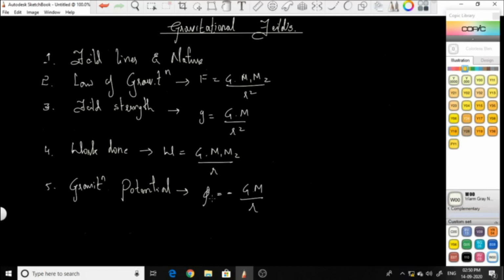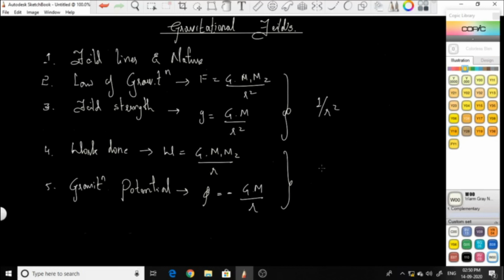These three sets of equations are all derived from the first equation, force. Also remember that these two parameters depend upon 1 over r square, and these two depend upon 1 over r. We derived the field strength from the force, we got the work done from the force equation, and we got our potential from the work done.